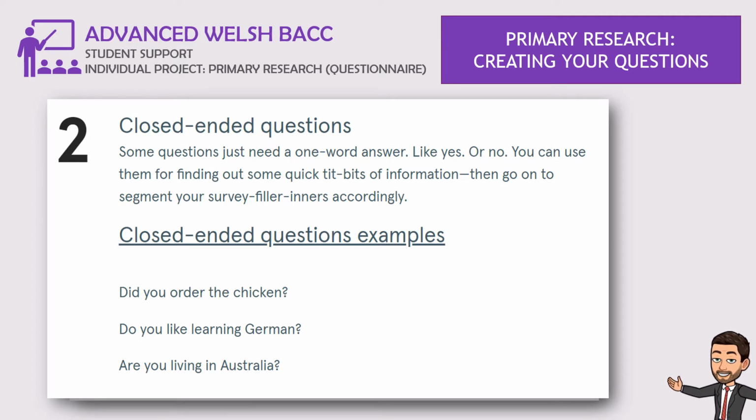So this gives your sample an option of what to answer, or they are simply asking for an answer that is very clear, whether it's a yes or a no. So closed-end questions are much easier to quantify in graphs and charts, because you will have a number of people that will say yes, a number of people will say no.